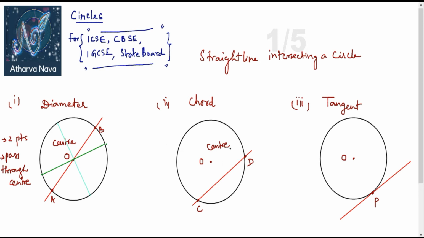And then next we come to the second case, called a chord. A chord is a straight line which is intersecting a circle. All we have to remember here is that it is intersecting at 2 points, but it doesn't pass through the center. Then it is called just a chord.